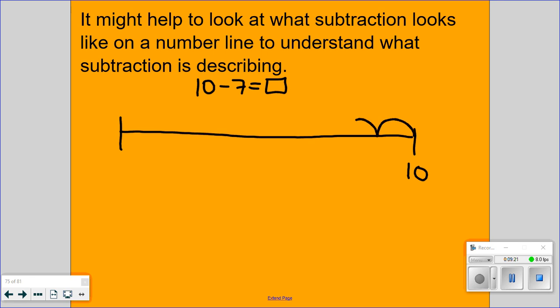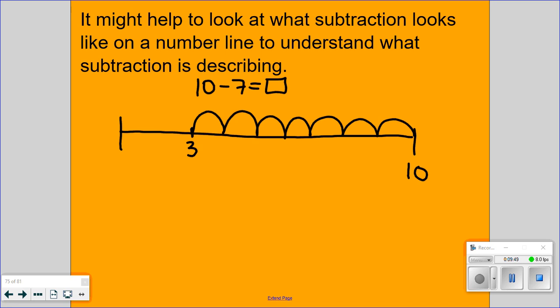9. Alright. I've done 1, 2, 3, 4, 5, 6, 7. I counted back 7. And I ended at 3. 10 take away 7 is 3. So far, so good? This matches what we know.